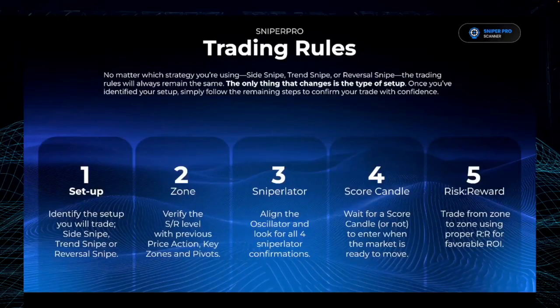Now, let's take a look at the trade rules. So the trading rules for Sniper Pro are always the same. The only thing that's going to change is the first rule, which is the setup. That's the very first rule, which is to identify the setup you will trade. Is it going to be a side snipe? Is it going to be a trend snipe? Or is it going to be a reverse snipe? It's going to be one of those three.